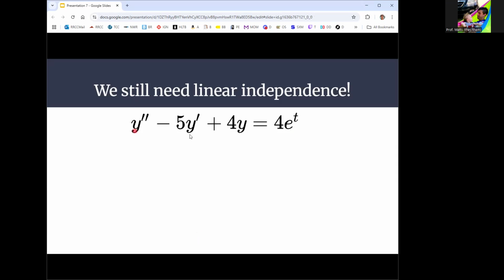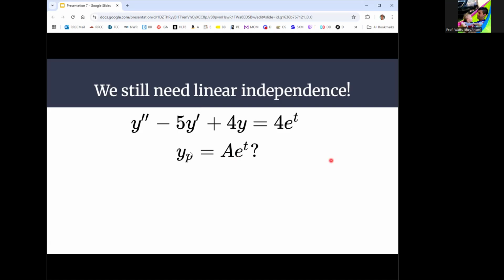y double prime minus 5y prime plus 4y equals 4e to the t. Based on the form of that forcing function, it's a constant times e to the t. You would use the table and say the particular solution is a constant times e to the t, and I figure out what A is based on substituting that in.